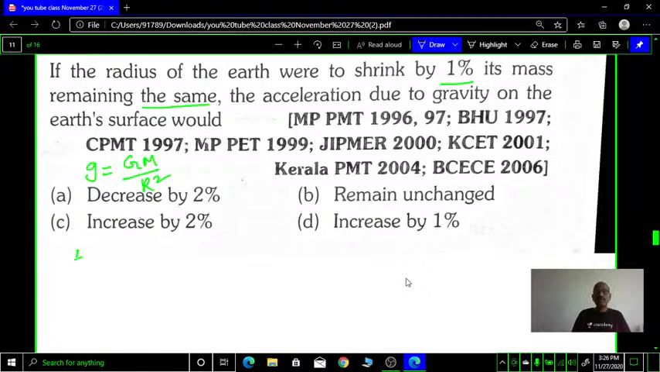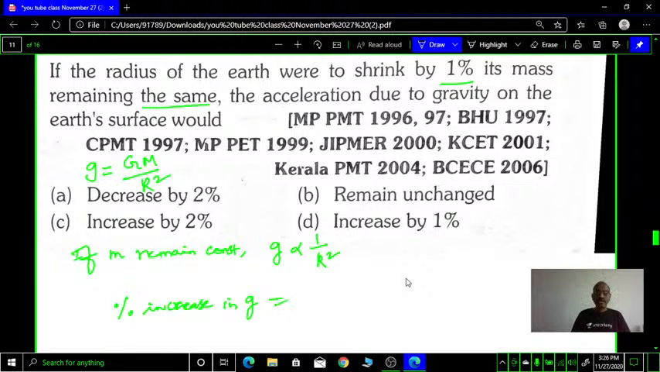Mass remains constant, that is all that is given. If the mass remains constant, then mass is constant here, leave it, so g is inversely proportional to 1 by R square. Now the percentage increase in g.